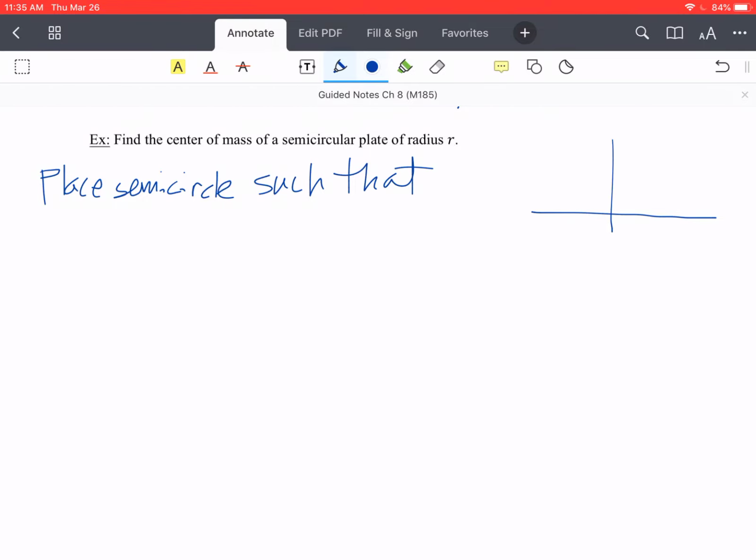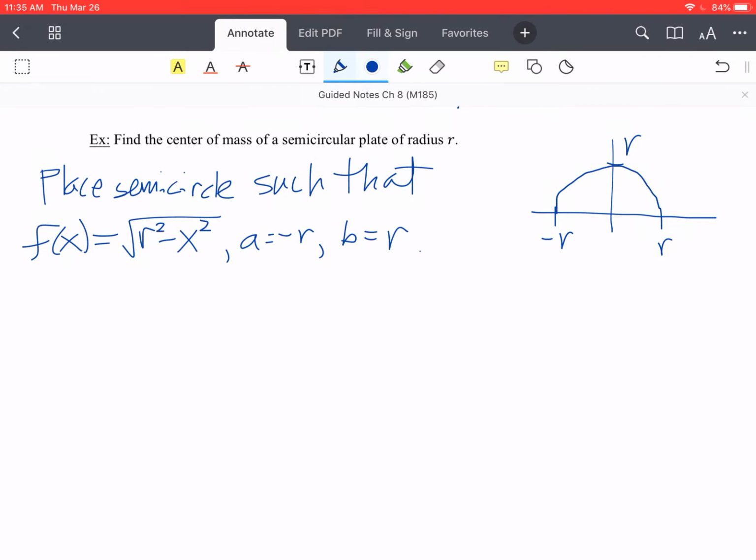I'm going to pick it so that it's centered around the origin, because of course that's going to make our calculations so much easier. So such that f of x is the top half of that circle, so that's the square root of r squared minus x squared, with a being negative r and b being positive r. So basically we're going from negative r to r. And there's the top half of our circle, sort of. Okay, so that's our region in question, that semicircle.